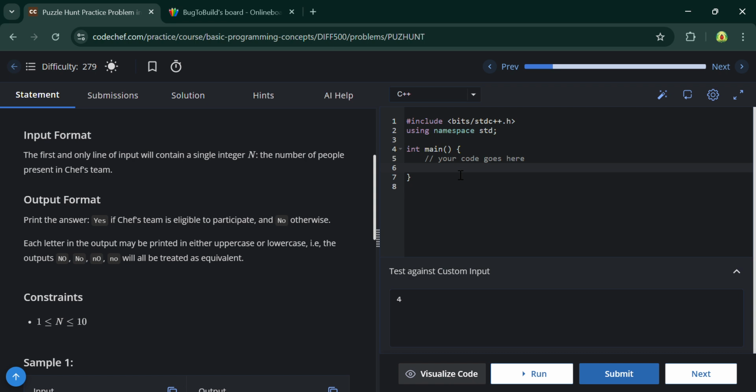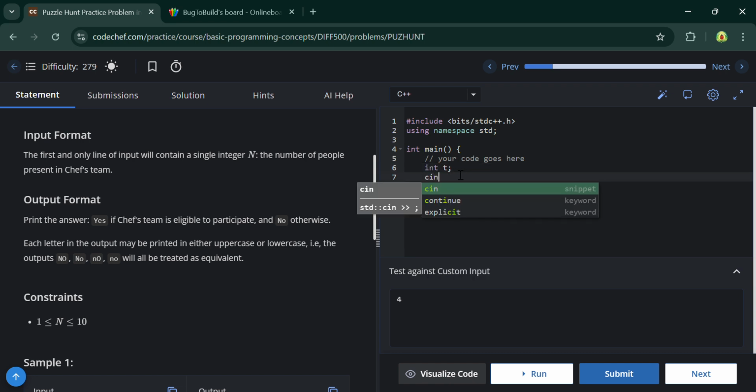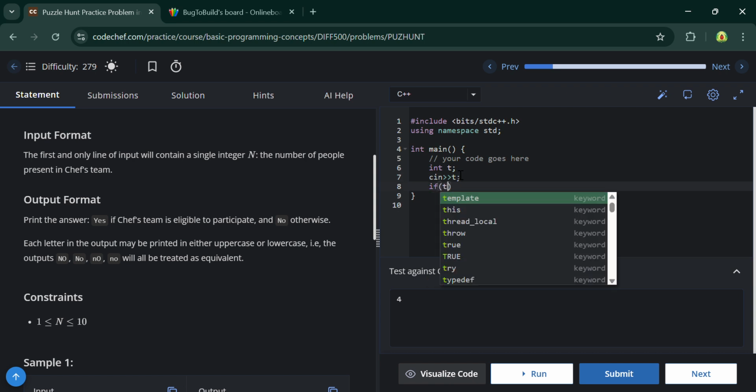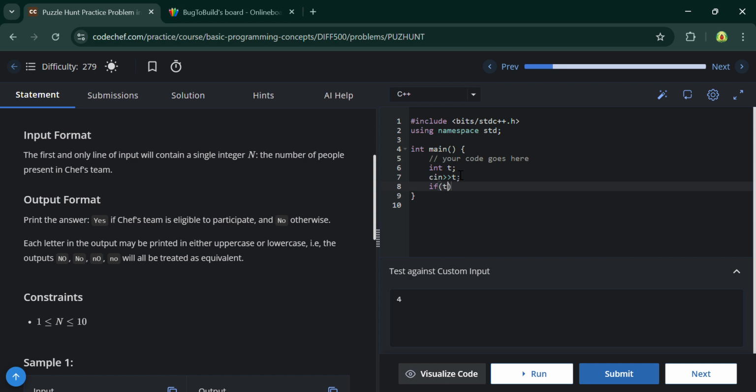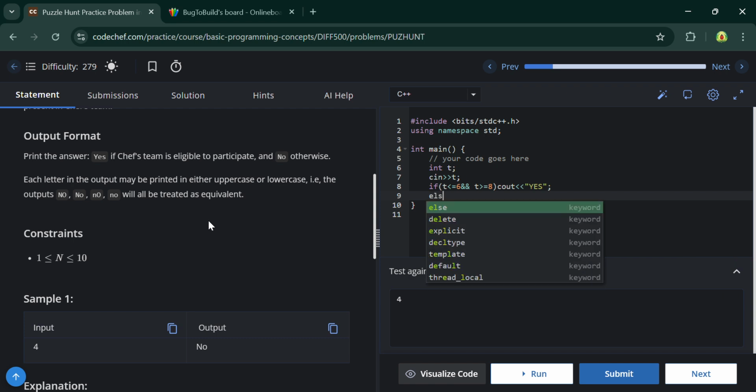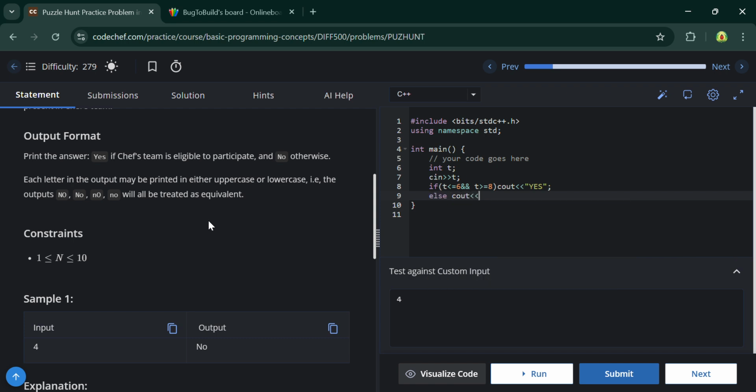Okay, so let's take input int t and then cnt, and then you have to check if t is less than or equal to 6 and t is greater than or equal to 8, then you just have to do cout yes. Okay, else you just have to do cout no.